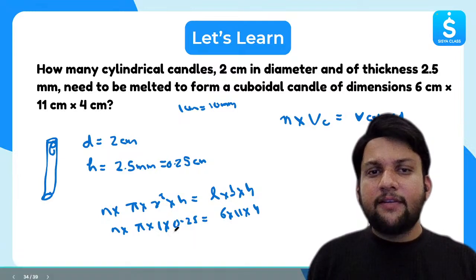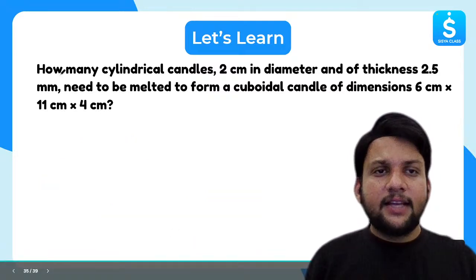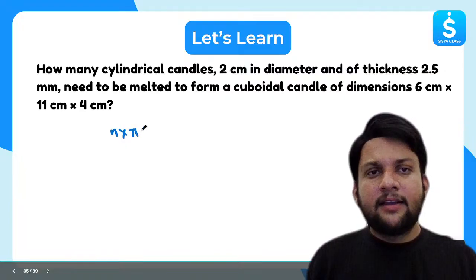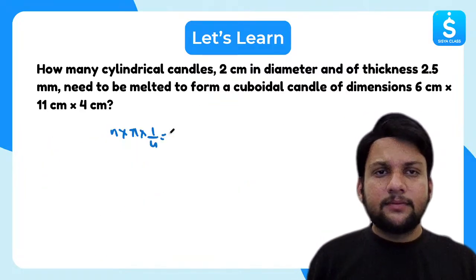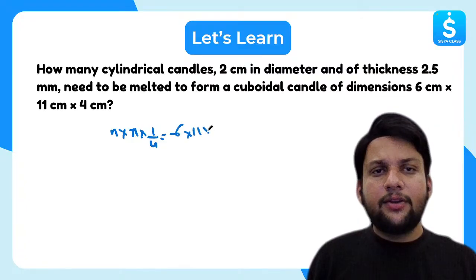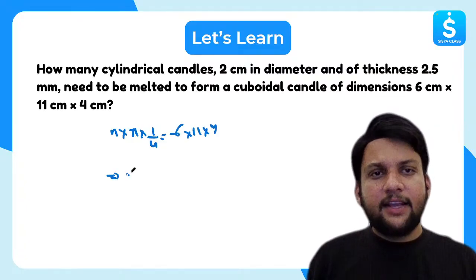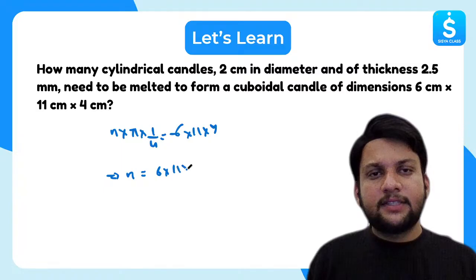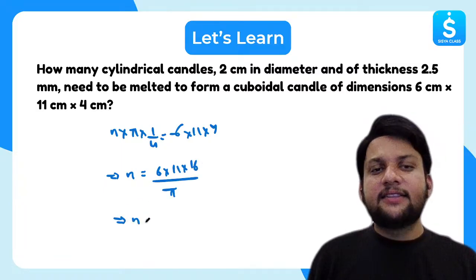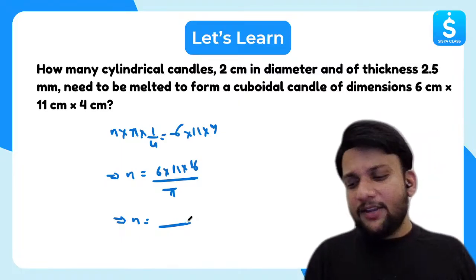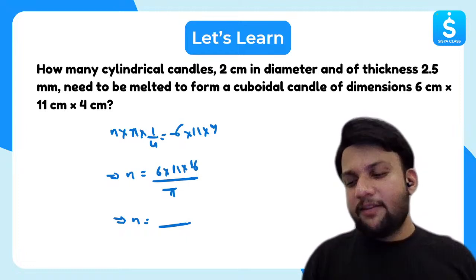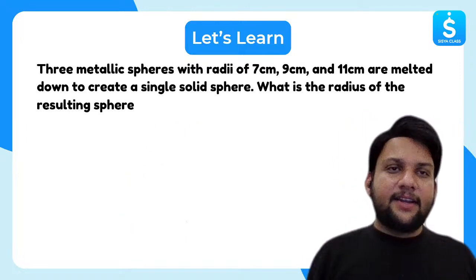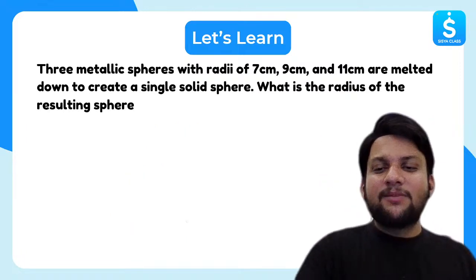Now, what do we have? If I solve this, I will solve it here. So it was N into pi into 0.25, I will write 1 by 4 for my calculation. And this is equals to 6 into 11 into 4. Now, again, same thing, N is equals to 6 into 11 into 16, 4 times 4 is 16, over pi. Solve this and tell me the answer. Very easy. Nothing is there, we just have to perform the calculations very smoothly, very carefully. Clear? Great. Okay, one more question, and perhaps the last question for this.